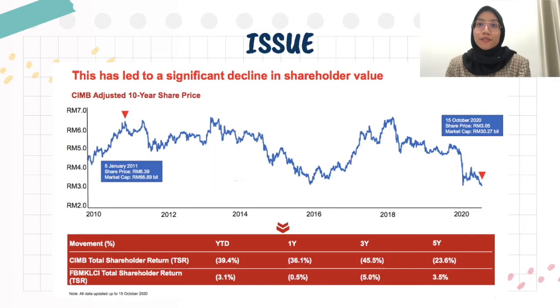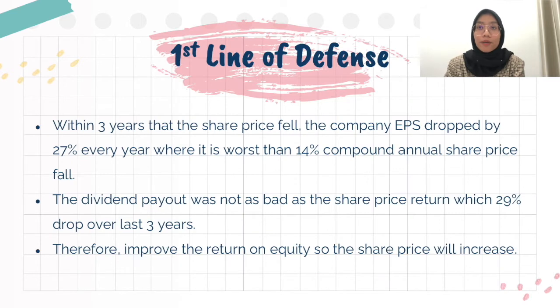The current issue faced by CIMB Group Holdings Berhad is that the company has a significant decline in its shareholder value. The share price is down by 37% in the last 3 years, where it fell well short of market return. Meanwhile, the earnings per share has dropped by 27% each year throughout the 3 years of the share price fall, which is worse than the 14% compound annual share price fall. However, investors feel disappointed towards the company as the earnings per share and share price change over time. Therefore, they will predict that there will be discrepancies between price and value in the marketplace.